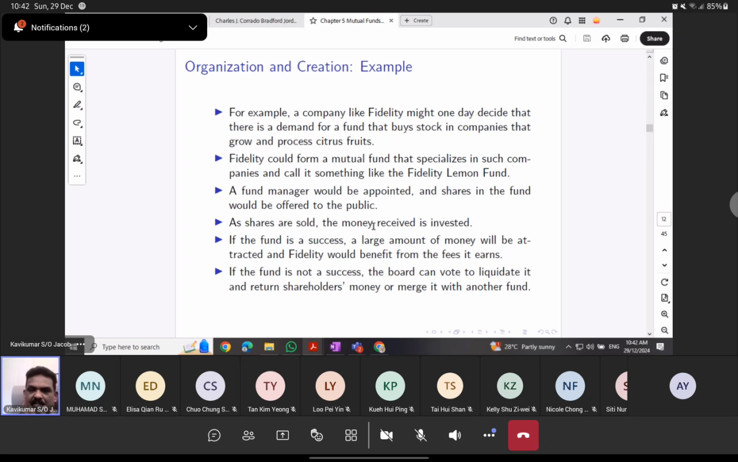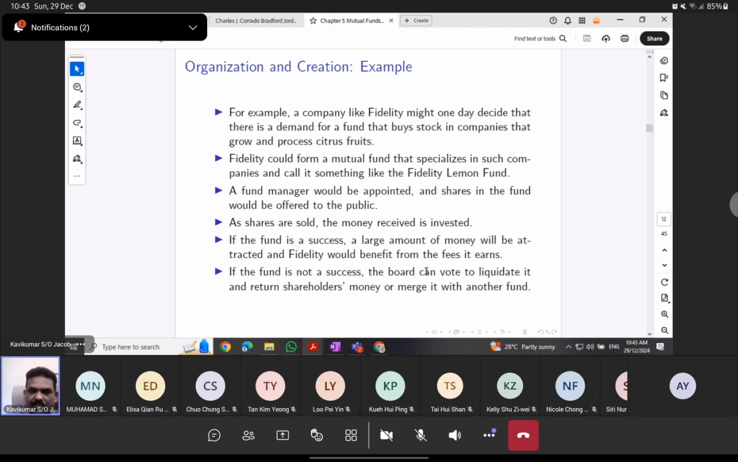As shares are sold, the money is received. So through the shares, the investors buy the shares of Fidelity Lemon Fund. Then the company will use that money to invest to grow and process the citrus fruit. If the fund is a success, a large amount of money will be attracted. Fidelity could benefit from the fees earned. If the fund is a success and many investors invest their money, Fidelity will obviously get the fee.